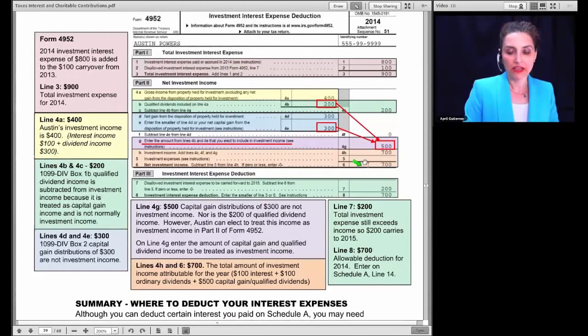And he is going to be allowed to deduct investment interest to the extent he has investment income. So ultimately, he will be allowed to claim a $700 investment interest expense on Schedule A, and he will have a $200 carry forward of disallowed interest that will carry forward to the next year.